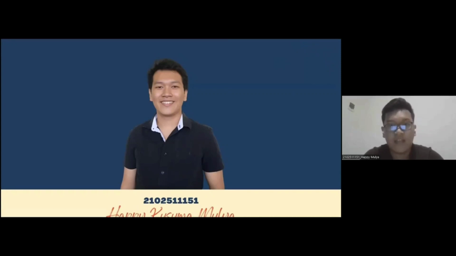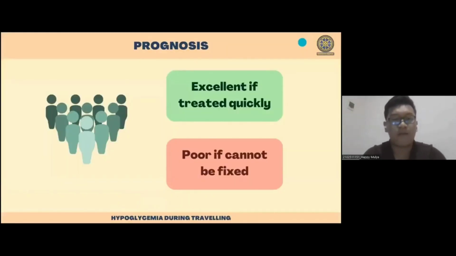Here I would like to present the prognosis of hypoglycemia while traveling. The cause, severity, and duration of hypoglycemia all affect the prognosis for this disorder. The prognosis is excellent if the source of hypoglycemia is found and addressed quickly. Meanwhile, the long-term prognosis is poor if the issue cannot be fixed.